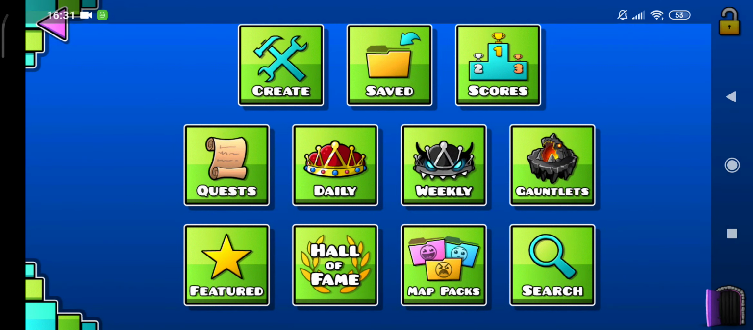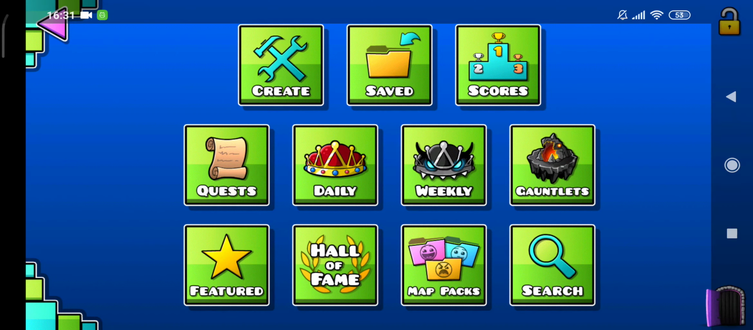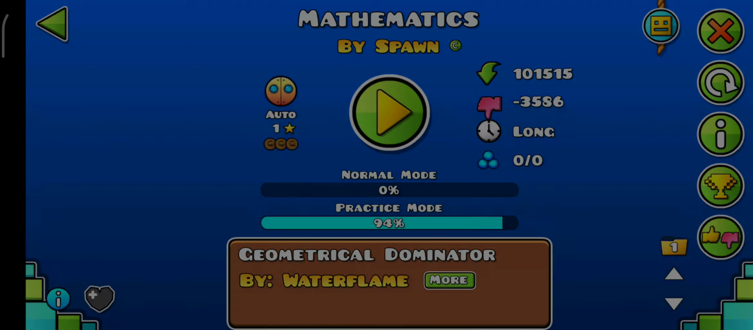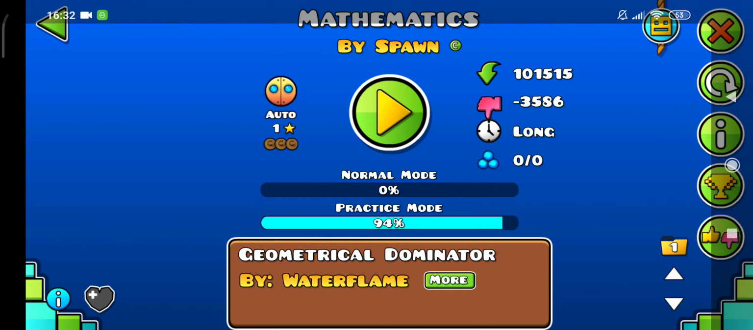Today in this video, we're gonna be playing the level that got the most undeserved hate, in my opinion. Today we're gonna play Mathematics by Spawn. And we're gonna do this level by actually doing the mathematics questions, which are pretty hard. Now, without any more introduction, let's just start the video.